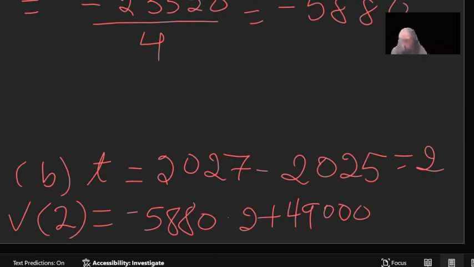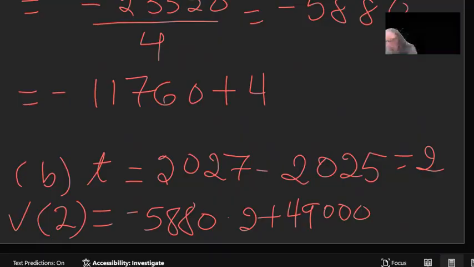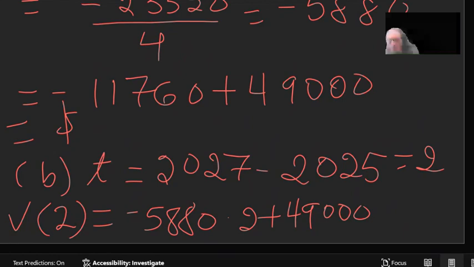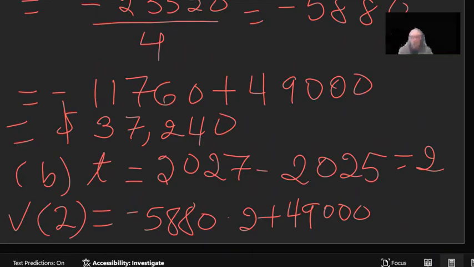Now I've got some more room to write. Doing the multiplication, we've got that it's gone down $11,760. But since we started at a value of 49,000, the value that it is at now would be $37,240. Notice how I've included what it's being measured in, that it's being measured in dollars.